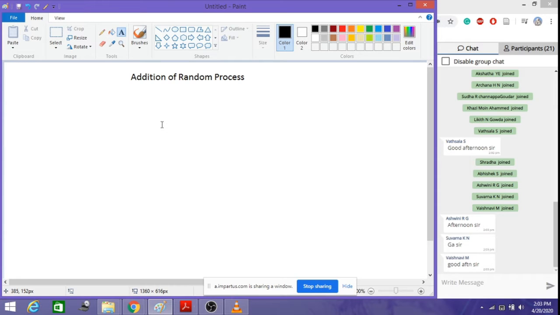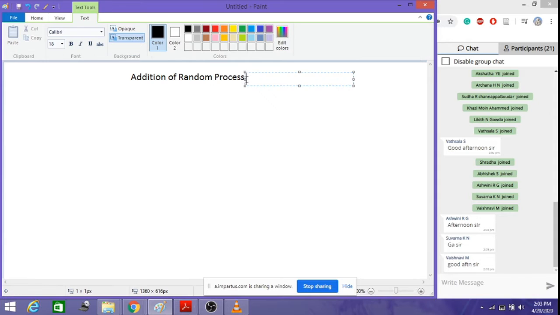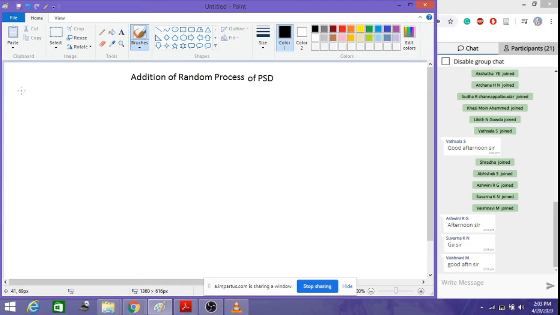Now, as we have seen, the addition in the case of random processes. How does the equation relate for the addition of random processes and PSDs? We can write W of t is equal to x of t plus y of t, where x of t and y of t are two different random processes.